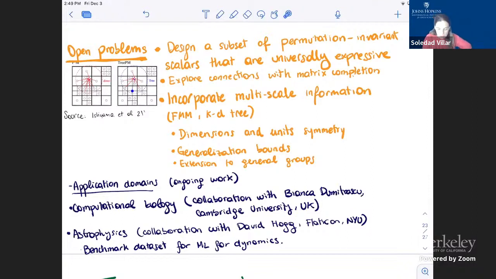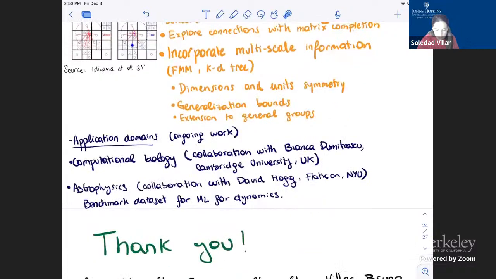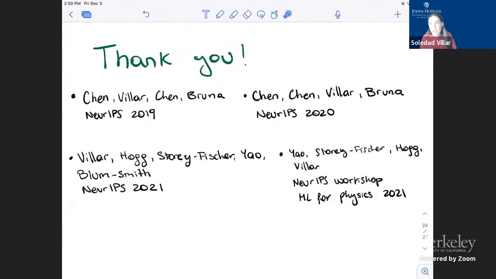And I have collaborations with people that are working on the application side, in particular in astrophysics. David Hogg is one of my collaborators in this paper, who is at the Center for Computational Astrophysics at the Simons Foundation in New York. And also I have collaborations in computational biology that could benefit from this equivariant formulation of these functions. So that's it. This is the end of my talk. And if you have questions, I'm very happy to answer.